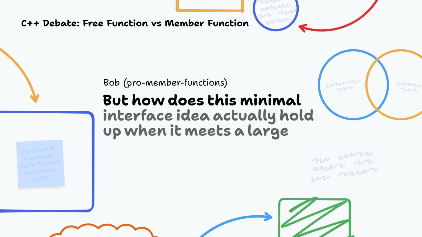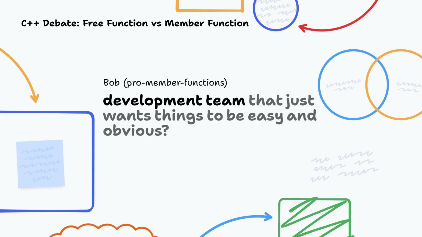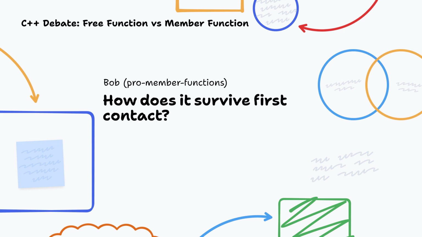Okay, I follow the logic, the architectural purity argument. But how does this minimal interface idea actually hold up when it meets a large development team that just wants things to be easy and obvious? How does it survive first contact?